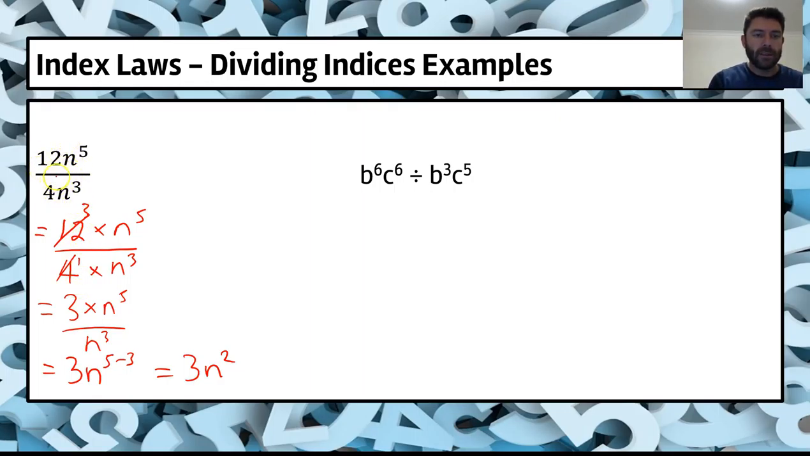So that's probably an easy way you could do it. If 4 doesn't go into 12 perfectly, we may end up with a fractional answer.